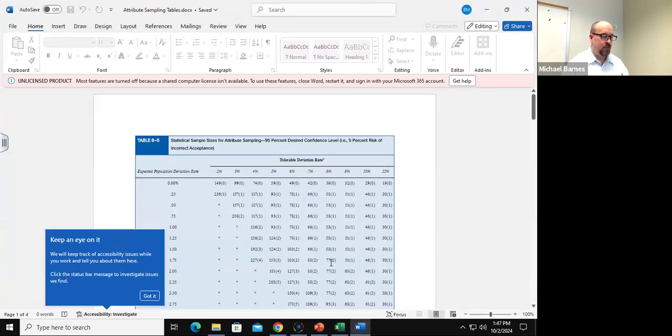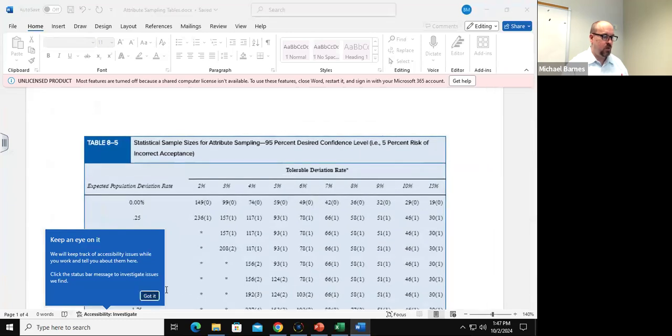Let's go ahead and go to this table here. I'm going to zoom in. Got it, thank you. Quit popping up during my class.